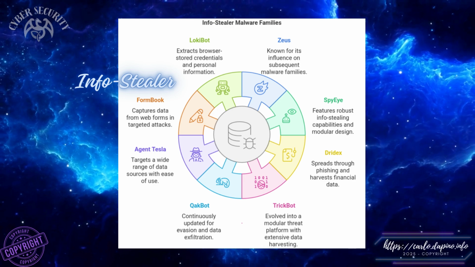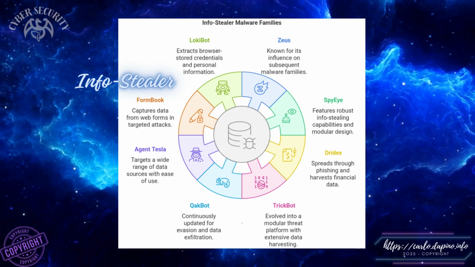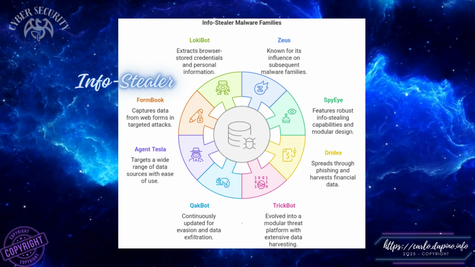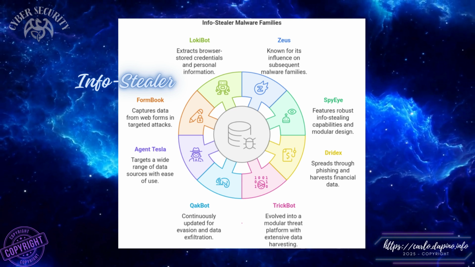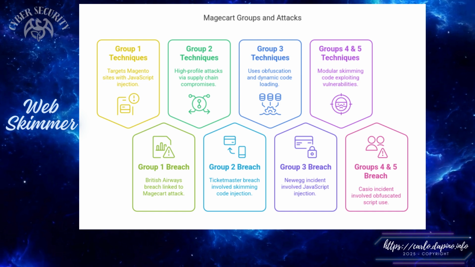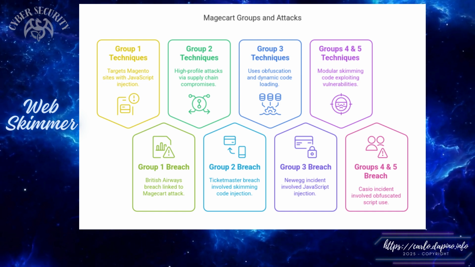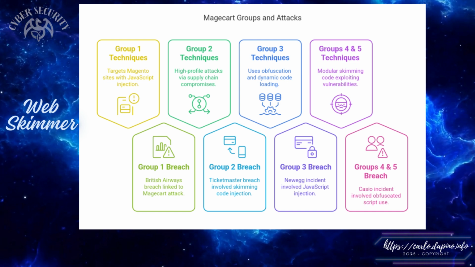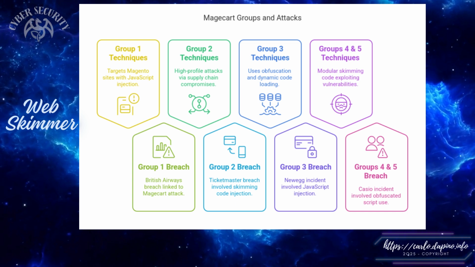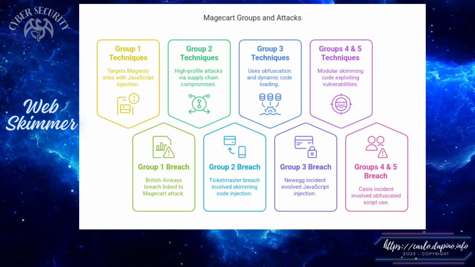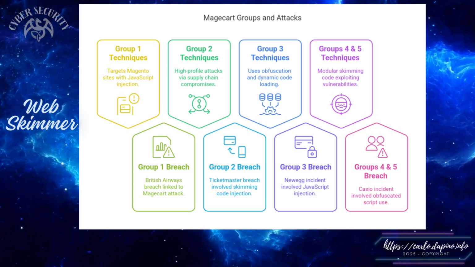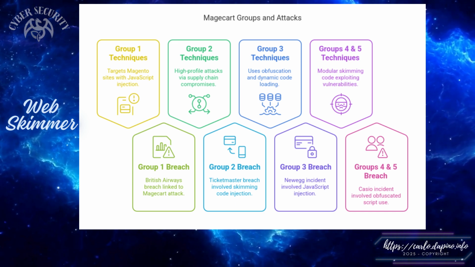TrickBot and CACBot are evolving into multi-purpose threats used in ransomware attacks. These malware families continue to be updated, making them more dangerous with each iteration. Magecart's cybercriminal groups have refined their attack methods over time, combining JavaScript skimming, supply chain exploits, and code obfuscation to silently steal payment data from unsuspecting users. The techniques and breaches are deeply interconnected, revealing a clear evolution in their attack strategy.